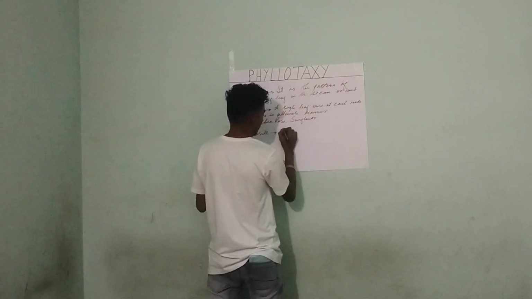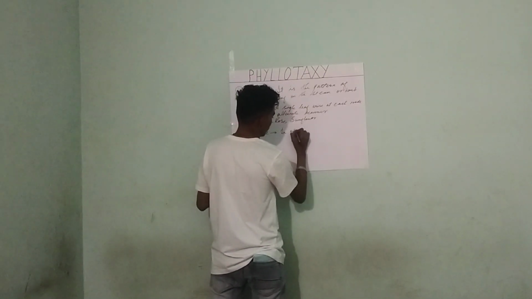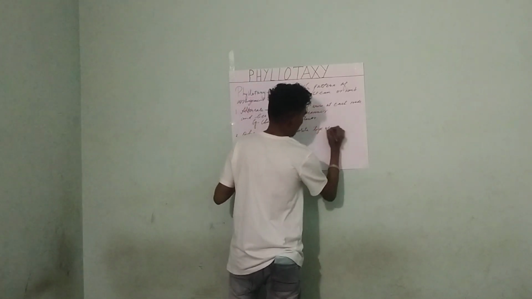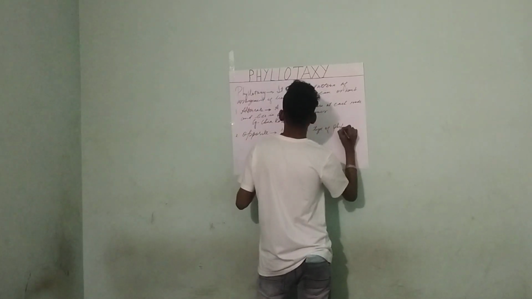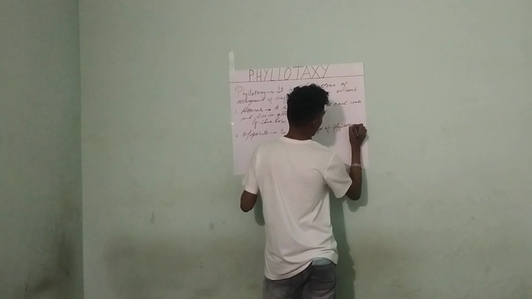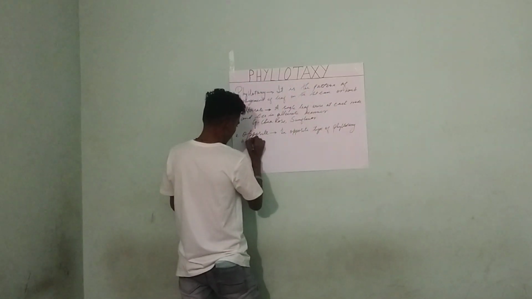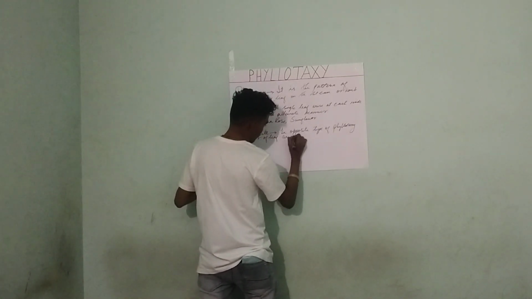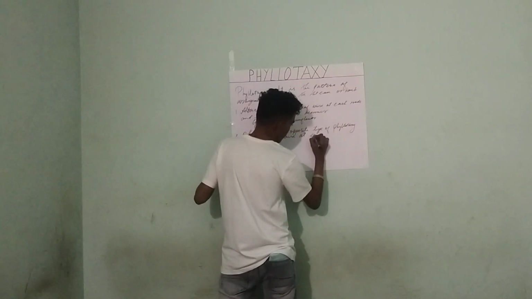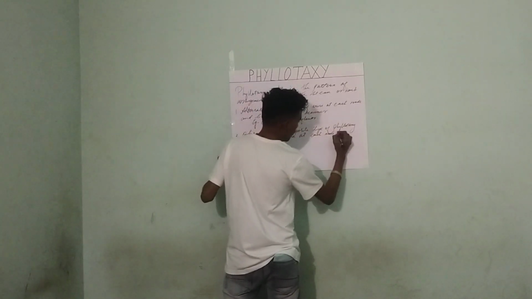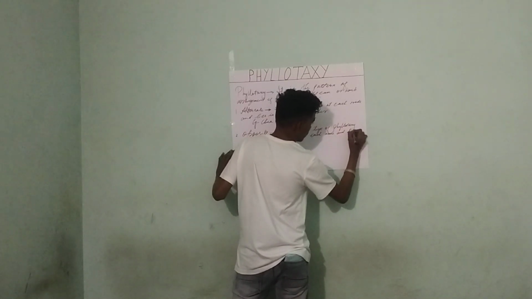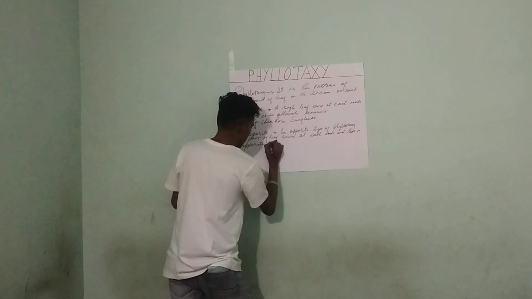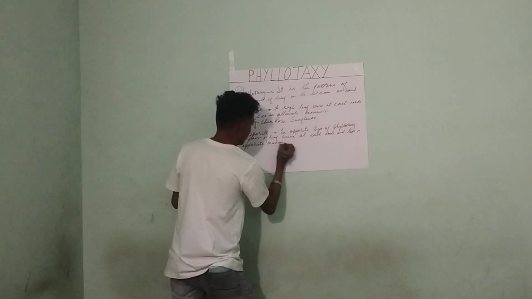So here's the definition. In opposite type of phyllotaxy, a pair of leaves arise at each node and lie in opposite manner.